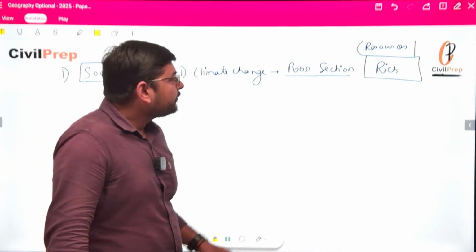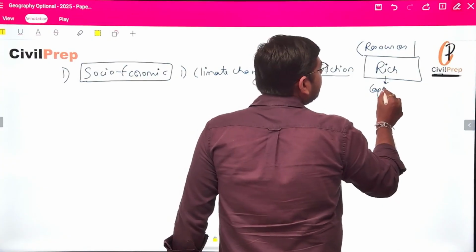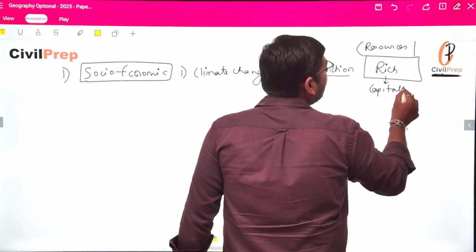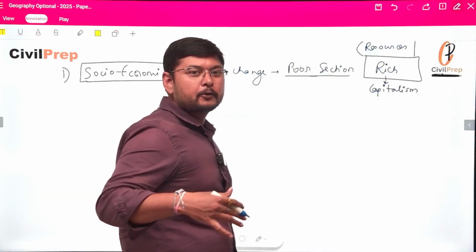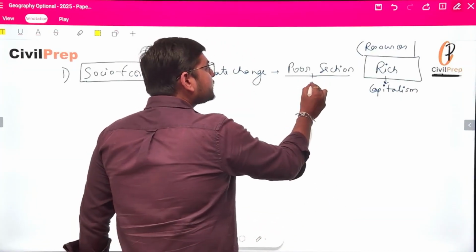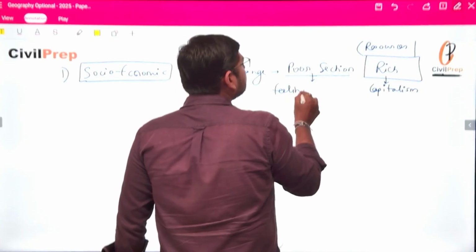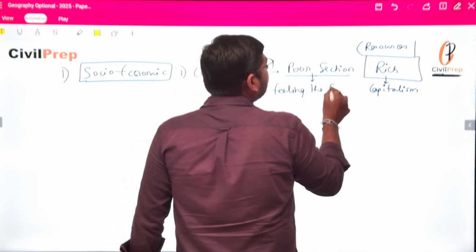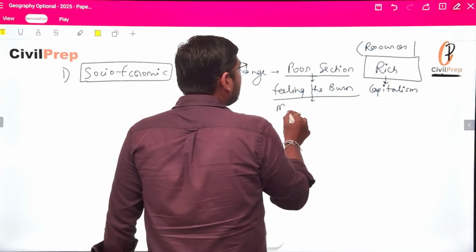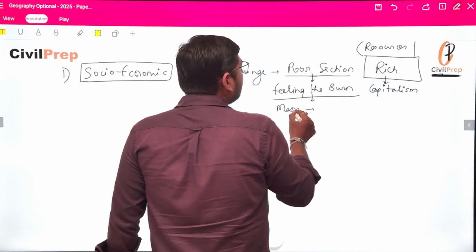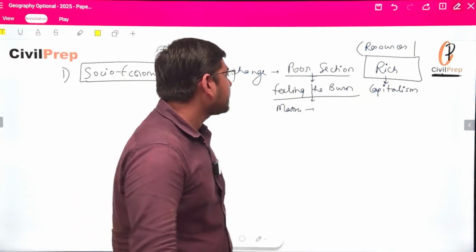So therefore, what we see here is an issue of capitalism again: with the control of resources, you are able to overcome the issues. But the poor section, who are basically feeling the burn, are classified by Marx as the people who are suffering.